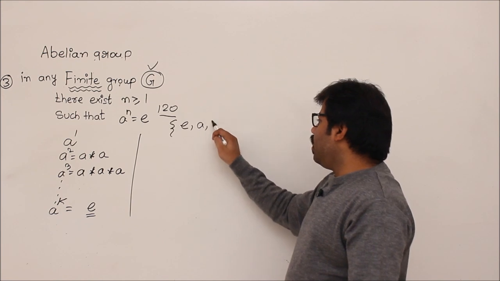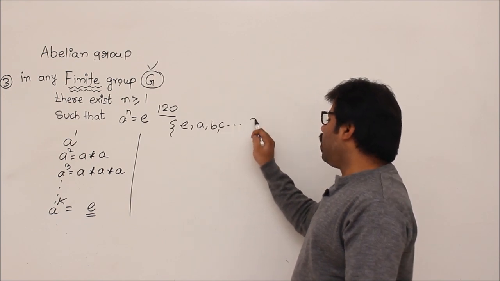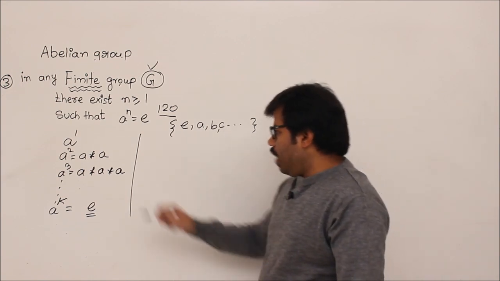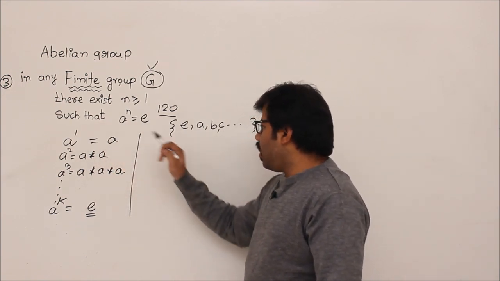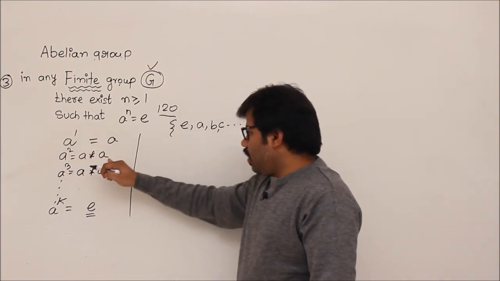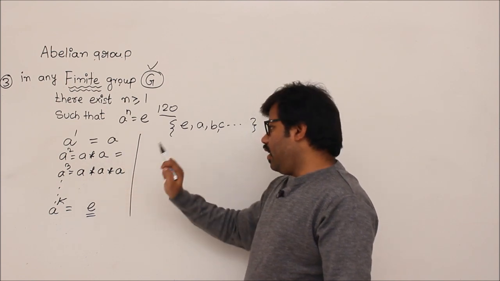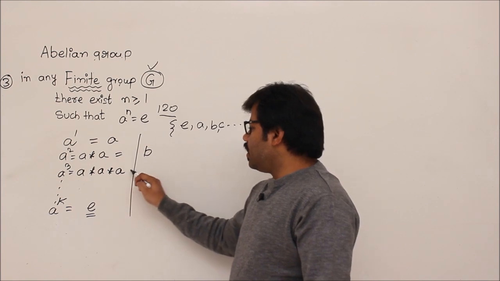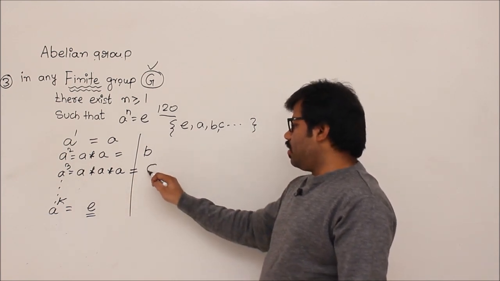Let's call them E, A, B, C, and so on. But they are limited, that means they are finite. So A power 1 is A, that is, let's say, not E. Then A square is A star A, let's say that is not E, then it's supposed to be B, correct? So A cube is, let's say, A star A star A, and let's say that is C.